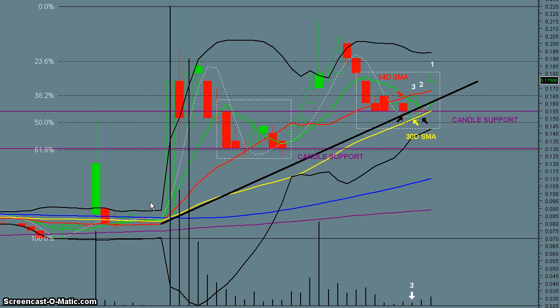But as far as the little lesson on candles and MAs, I think you need them all, and Bollingers. Yeah, you need them all as far as charting goes.